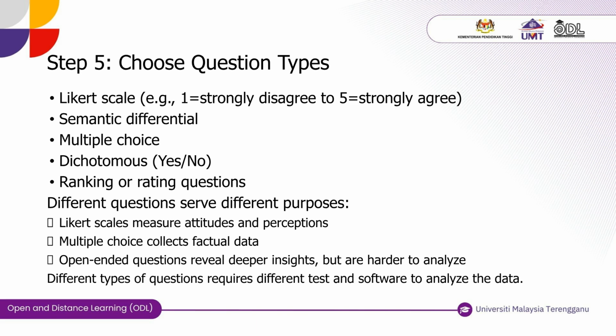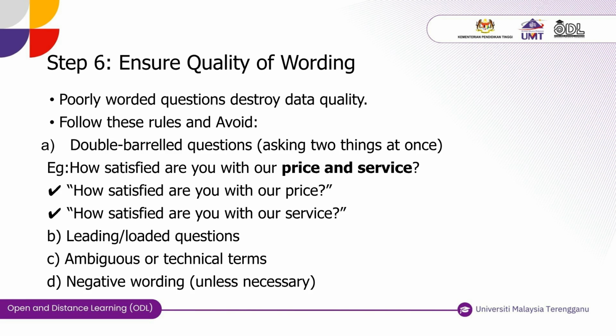Step 5 is choosing question types. Common types include Likert scales for attitudes, multiple choice for factual data, and open-ended questions for deeper insights. The choice dictates the necessary analysis methods and software. Step 6 focuses on ensuring the quality of wording. Avoid double-barreled questions, leading or loaded questions, ambiguous or technical terms, and unnecessary negative wording to prevent poor data quality.